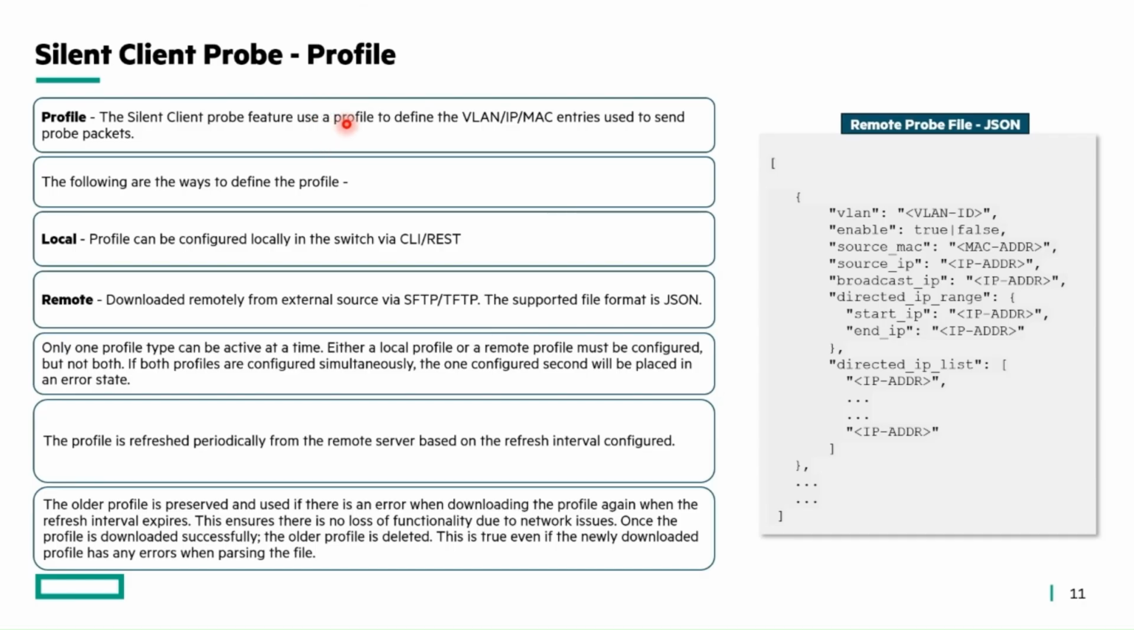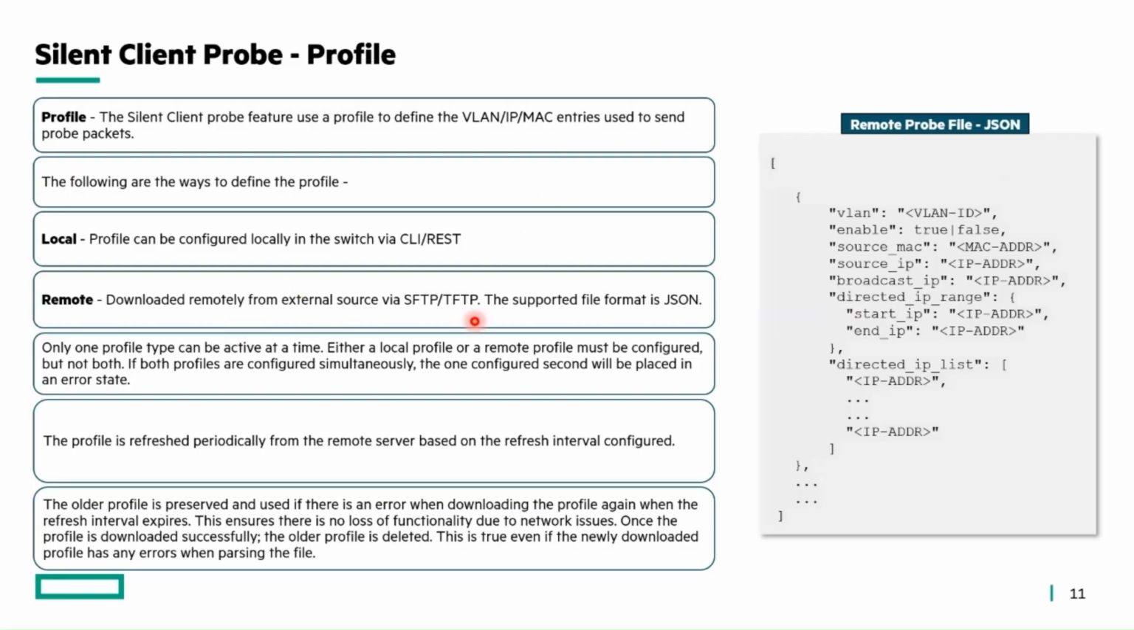This silent client probe feature uses a profile to define the probing parameters. First is the VLAN, in which the probe packet has to be sent, and whether VLAN-level probing has to be enabled or not. Next come the source MAC, source IP address, and the destination IP address, be it a broadcast IP, directed IP range, or directed IP list. These options are provided in the probe profile. This probe profile can be a local one, where you have these options available in the CLI, or a remote probe profile, where you can store the profile in JSON format and download it to the CX switches.